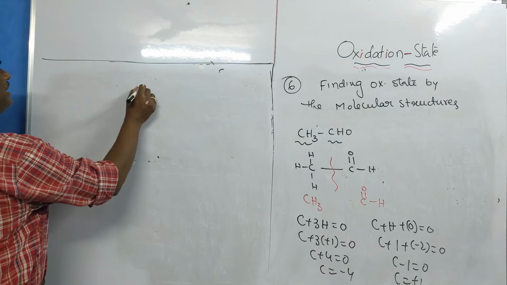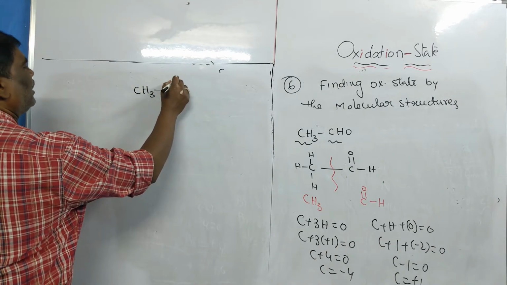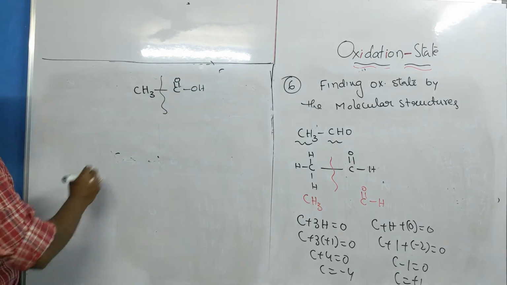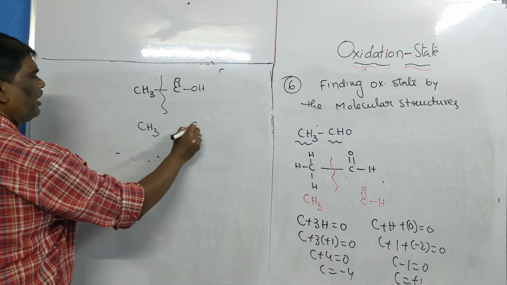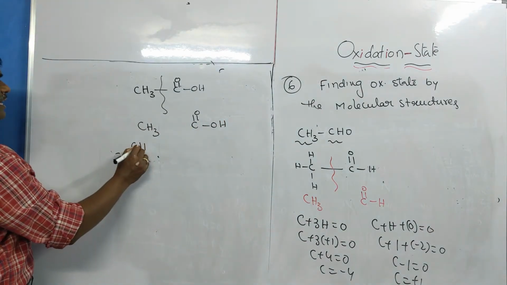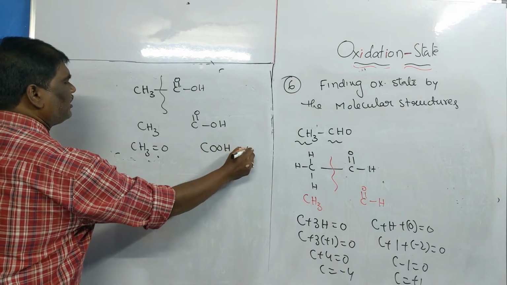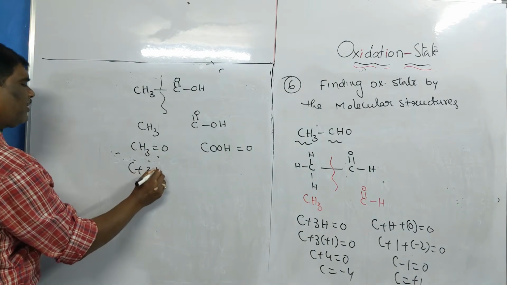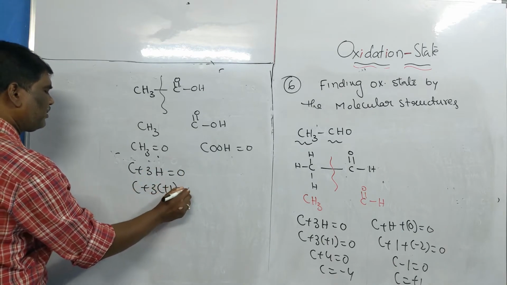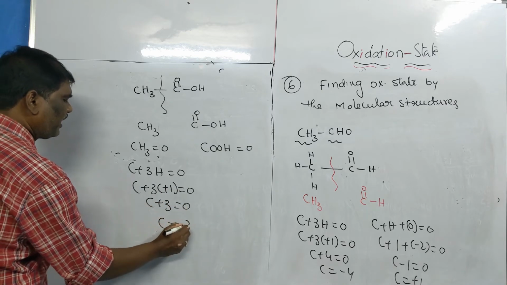Acetic acid. In acetic acid also the geometry is like this. So these two are similar atoms. So these two are split and oxidation state is calculated. So for CH3 it is 0. For COOH it is taken as 0. Carbon plus 3 hydrogens equal to 0. Carbon plus 3 into plus 1 equal to 0. C plus 3 equal to 0. C we are getting is -3.